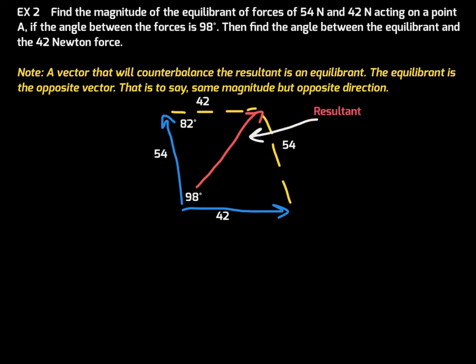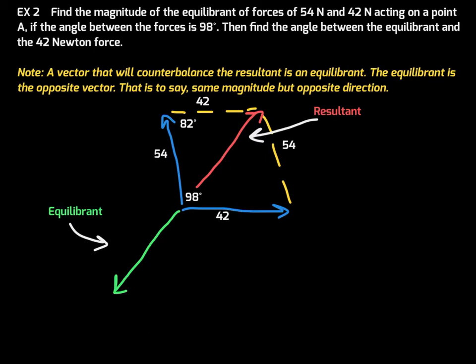What I want to do now is draw the equilibrant. Now remember, the equilibrant will be the opposite of the resultant. The equilibrant then will have the same length as the resultant vector, but it will have opposite direction. That means the equilibrant will be over here. This is the equilibrant. All right, so that's the equilibrant, opposite direction. Let me go back to the instructions. Find the magnitude of the equilibrant. Okay, so they want us to find the length of this vector.